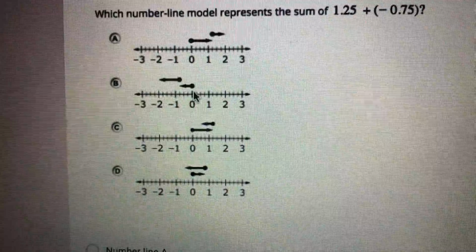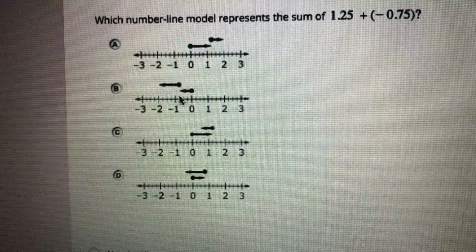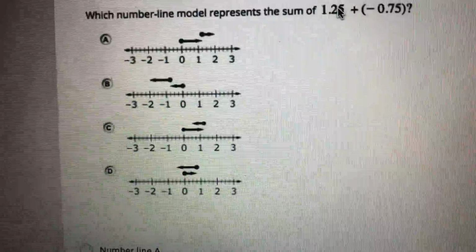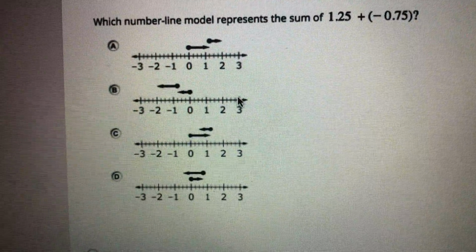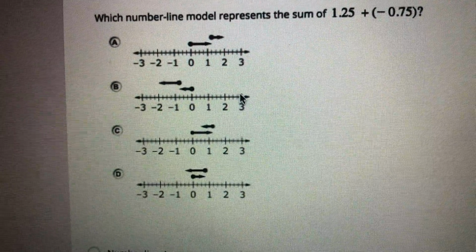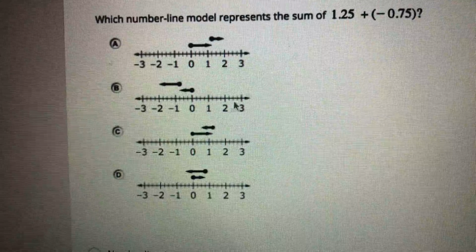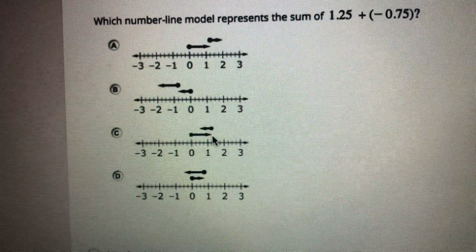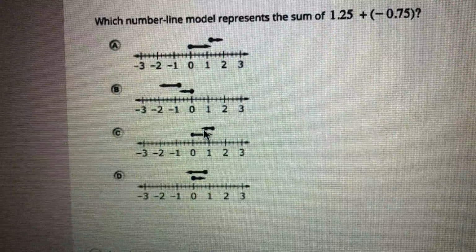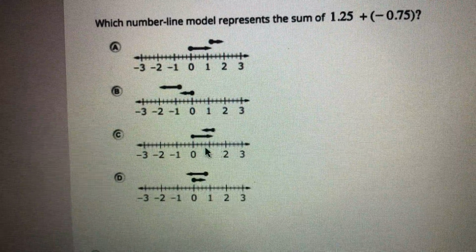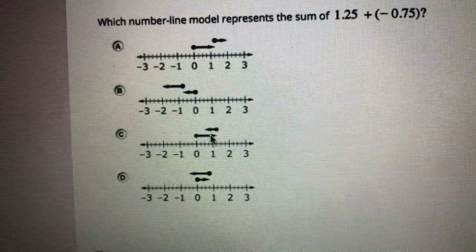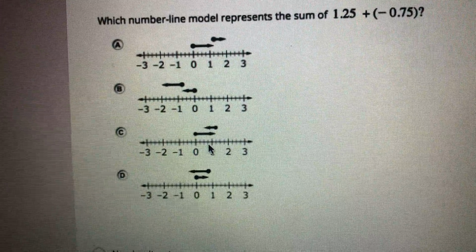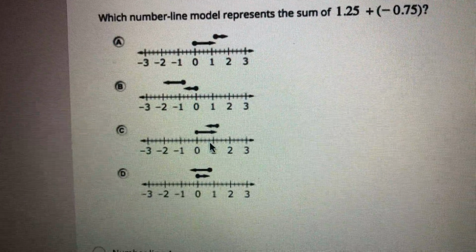So let's look at B. Now it's saying 0, and we're moving to the negative part of 0. 1 and 2500ths is not negative, so it already can't be B. Okay? Now let's look at C. So it's saying we're going from 0 to 1 and 2500ths. Yes, this makes sense. And then we move to the left 7500ths, which is smaller, if you look over here, than 1 and 2500ths. So that would be correct. So C would be your right answer.